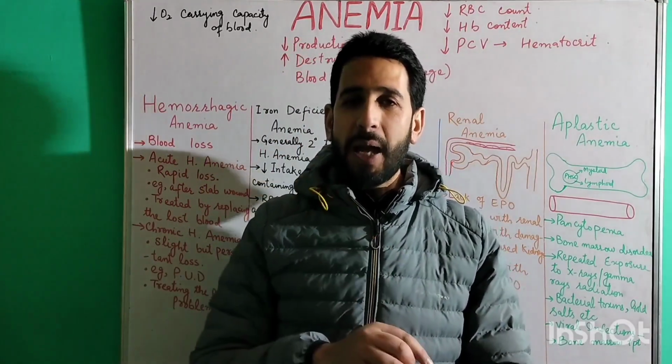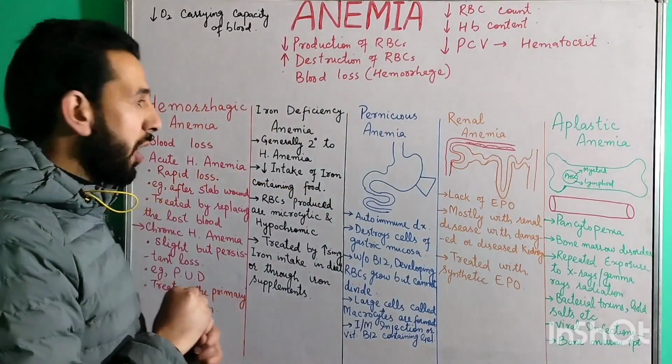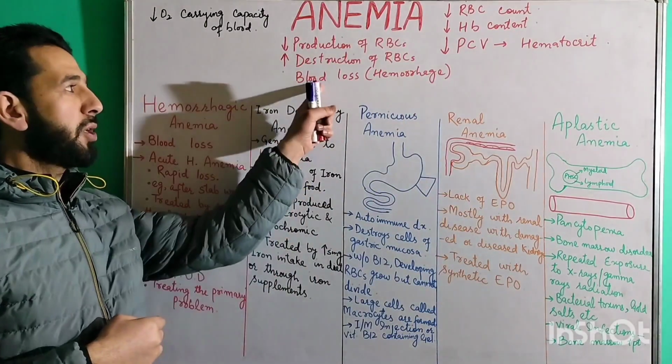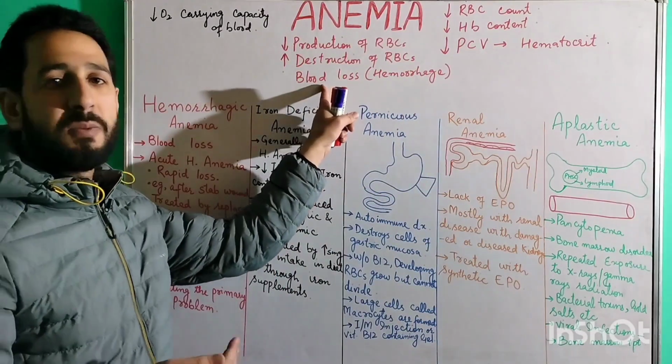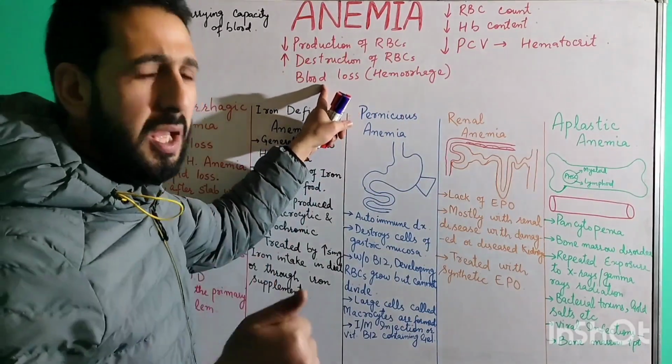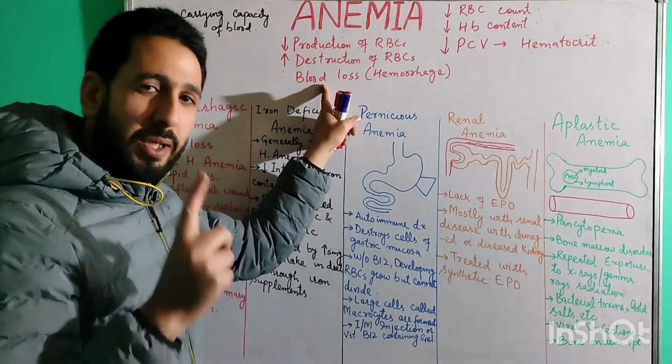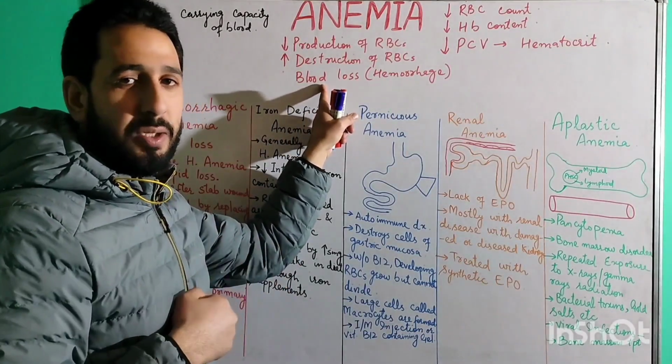अब जो पहला type of anemia है which we are going to talk about is hemorrhagic anemia, and hemorrhagic anemia I have already told you is because of the blood loss from our body. And this hemorrhage can be of two types. One is the acute hemorrhage and second is the chronic hemorrhage.